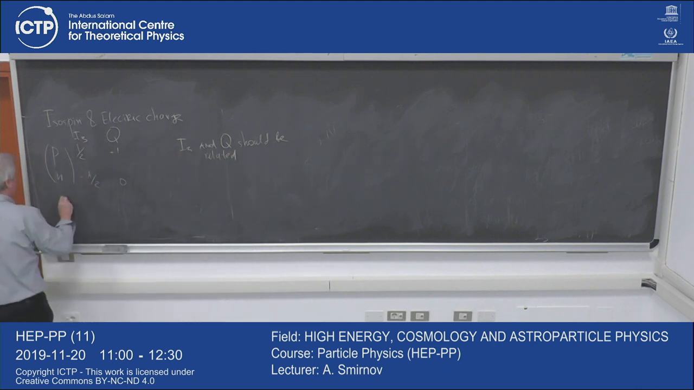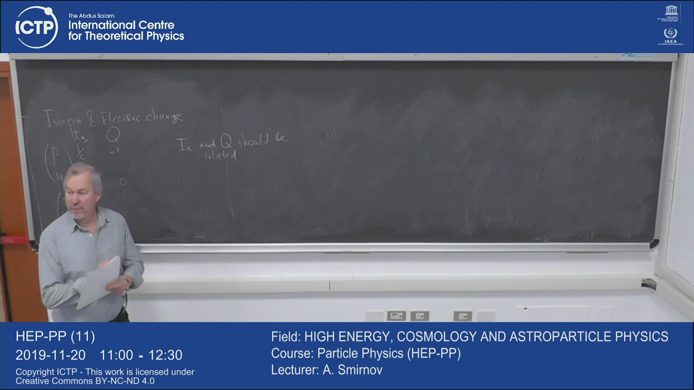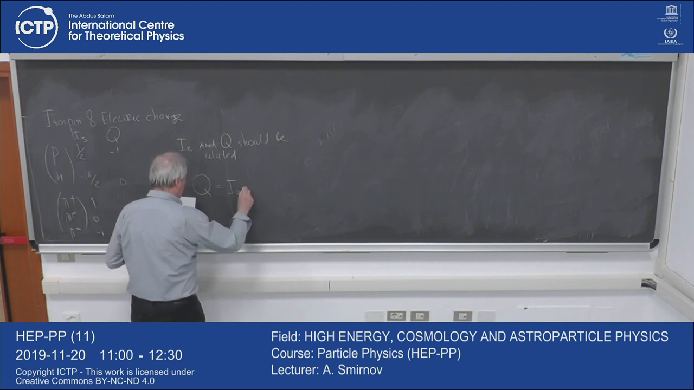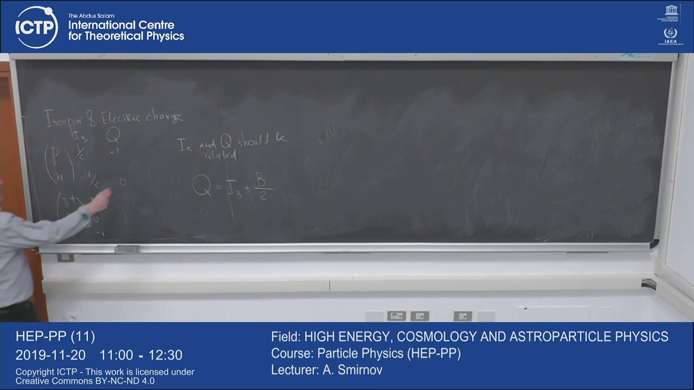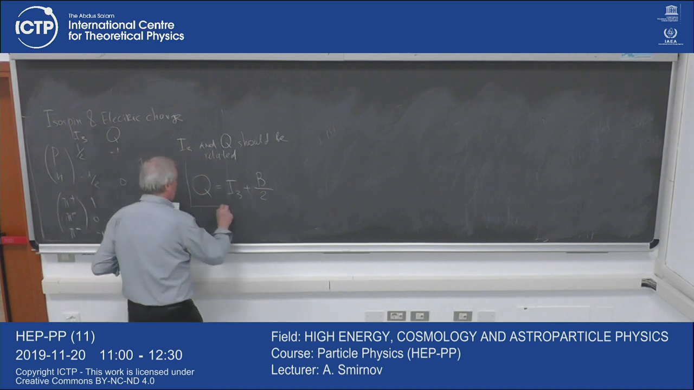By the way, for pions, we have pi plus, pi zero, pi minus. The third projection of isospin is 1, 0, and minus 1, and it coincides with electric charge. So for pions, which have zero baryon number, we have just a coincidence of electric charge and third projection of isospin. For proton and neutron, there's a kind of shift. This gives you an idea that baryon number should somehow be involved in this relation. The relation is Q equals the third projection of isospin plus baryon number over 2. Proton and neutron have baryon number 1, and therefore adding B over 2, which is 1/2, gives us precisely the charge Q. So this is a relation between electric charge and the third projection of isospin.